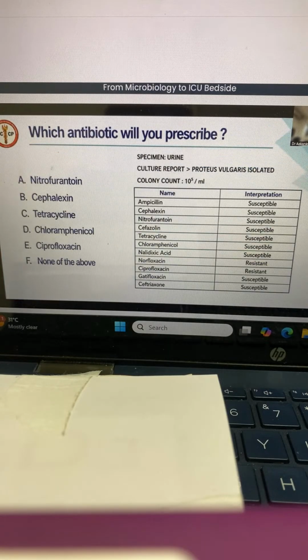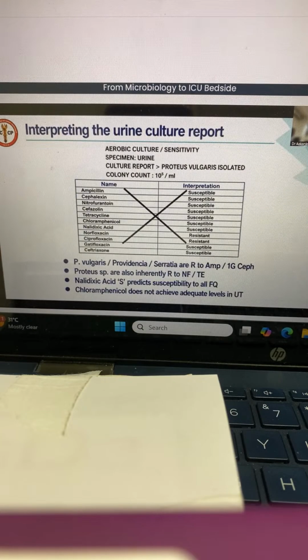Now again, a urine sample from a patient which was growing Proteus vulgaris, and you can see the sensitivity report. So what antibiotic would you choose for your patient? Now remember that the report is showing Proteus vulgaris. Proteus vulgaris, Providencia and Serratia are resistant to ampicillin as well as first generation cephalosporin. Proteus species are also inherently resistant to nitrofurantoin and tetracyclines.